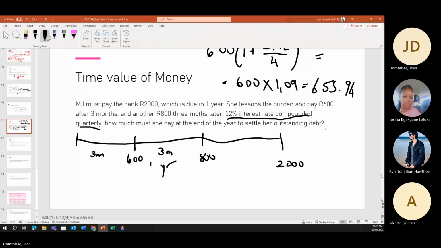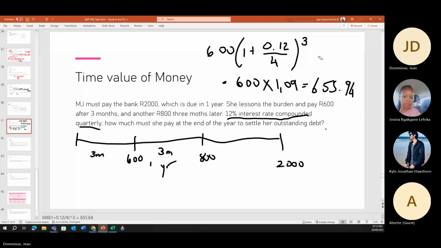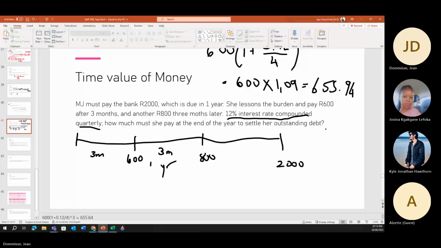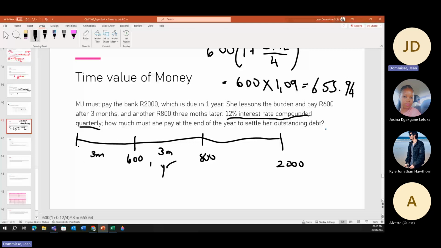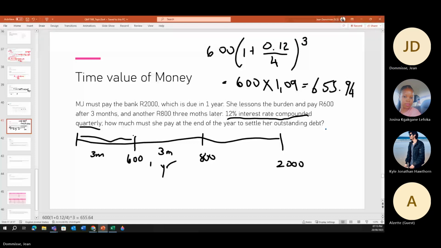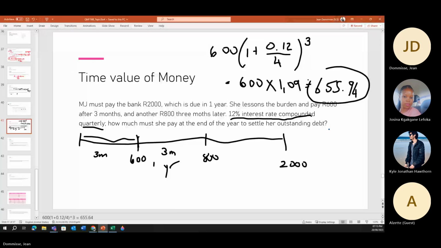So basically, what she did for that first 3 months, she paid off 600, but that 600 would have been 655.94 because that was the interest that was compounded quarterly. Okay, so that was the amount that she should have paid off. When you look at the second one, do exactly the same.